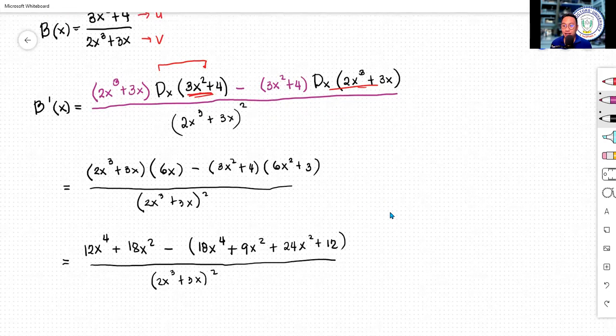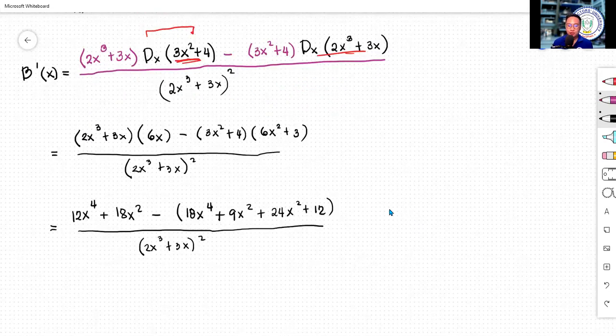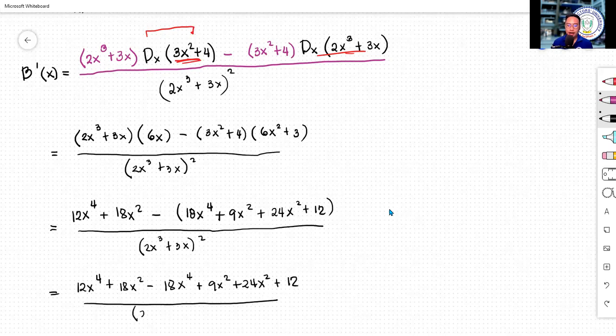And then we're going to distribute the negative signs inside the parentheses. So we are going to have 12x to the power of 4 plus 18x squared minus 18x to the power of 4 plus 9x squared plus 24x squared plus 12 all over the same denominator. And then in the numerator side, guys, you start combining those terms that can be combined. And to finalize our answers, we can combine these two numbers here. So what is 12x to the power of 4 minus 18x to the power of 4?